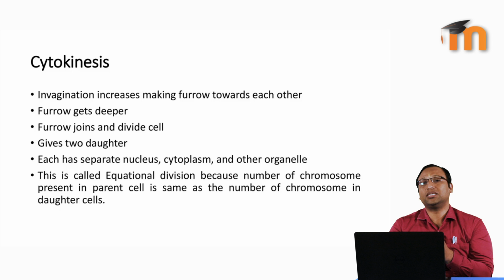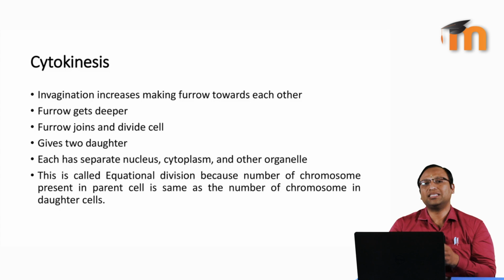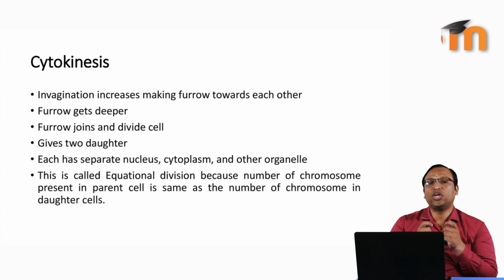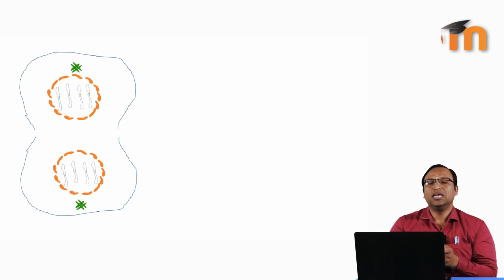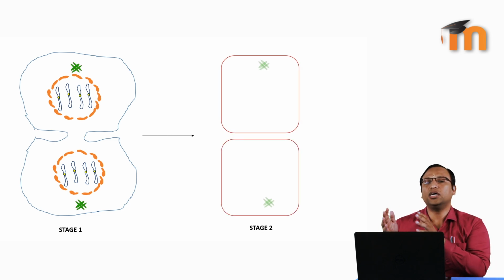Now in this particular stage, the chromosome number remains 2n and the C value remains 2C. This division is called equational division, because the number of chromosomes present in the parent is the same as the number of chromosomes present in the daughter cell.